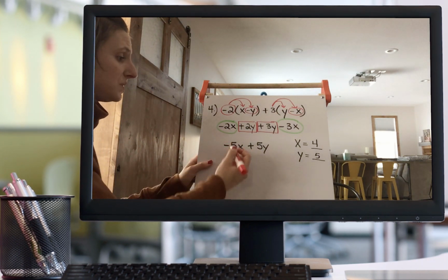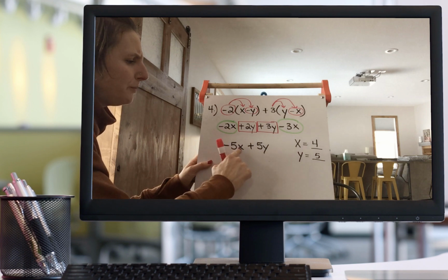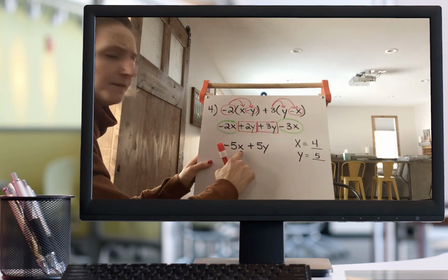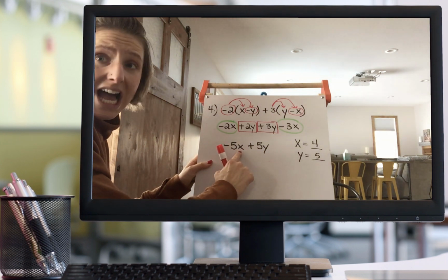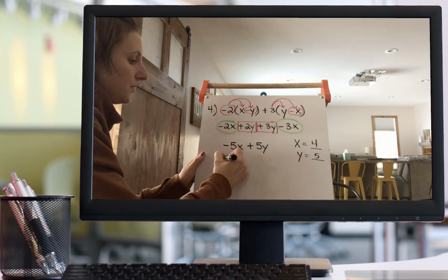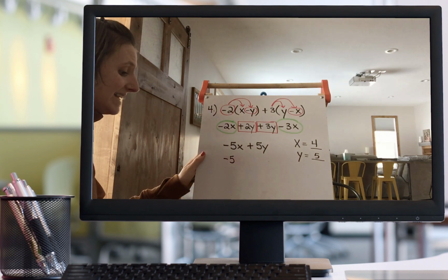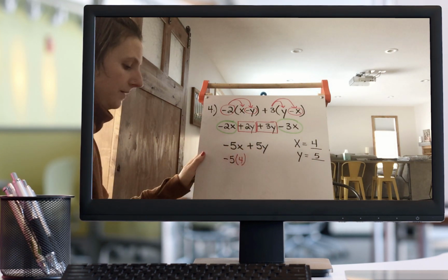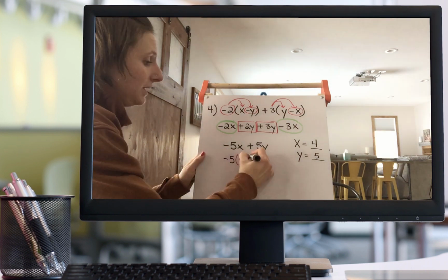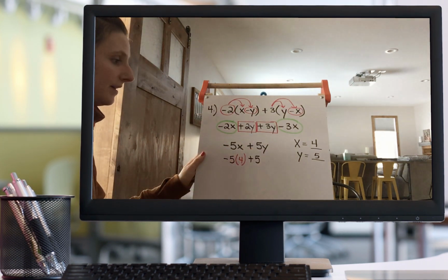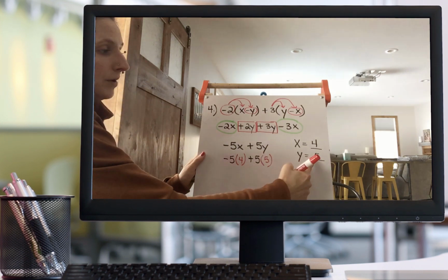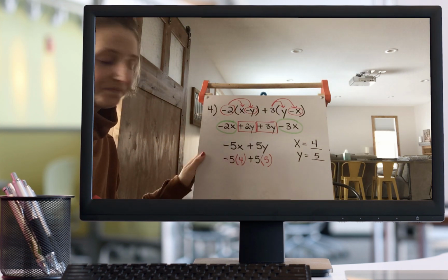Now let's plug those values in for our variable. Remember, when you're plugging a value in for a variable, that then doesn't make this number -54. This is a -5 times the value of x. So -5 times 4 plus 5 times, we're going to plug 5 in for y.